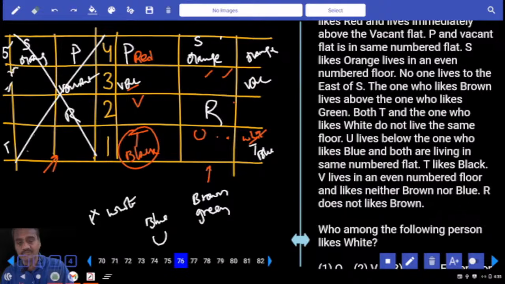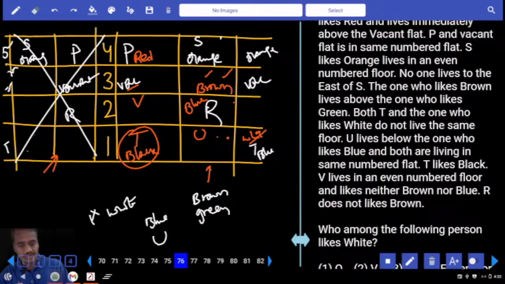Brown and blue cannot be at this place. And R also does not like brown. Then who must like brown? This person must like brown. Clear? And if this person likes brown, then R must be blue. Then R is what? R is blue color.